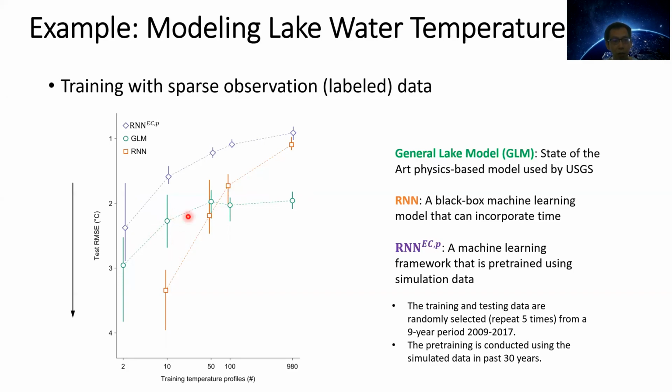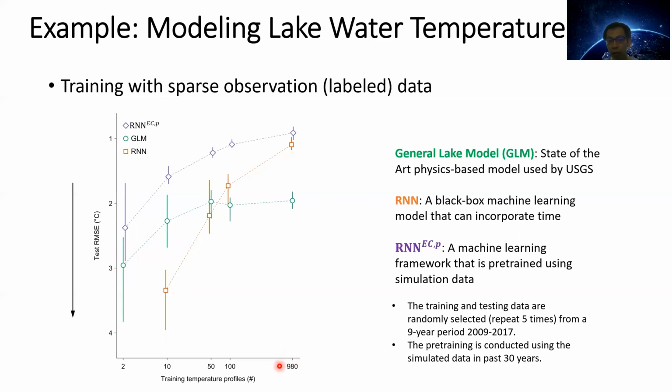And by combining these two types of models, or by doing this pre-training, we get this top curve. And we can see this top curve, our proposed method, actually has much better performance than either the GRM or this RNN model. Especially, we can see that even if we use just 2 days of profile for training, we can still get better performance than the DK-based model.